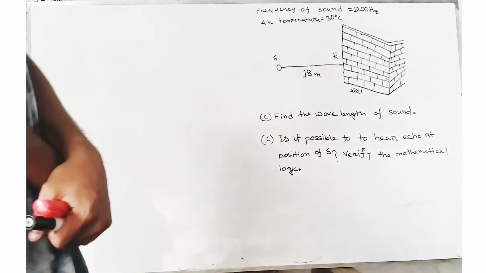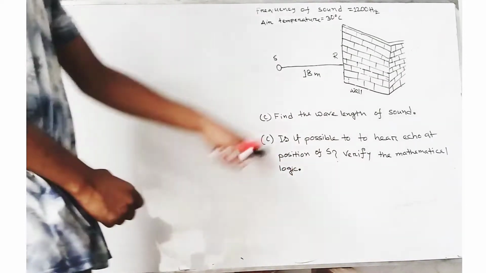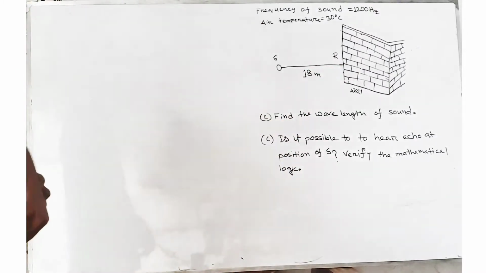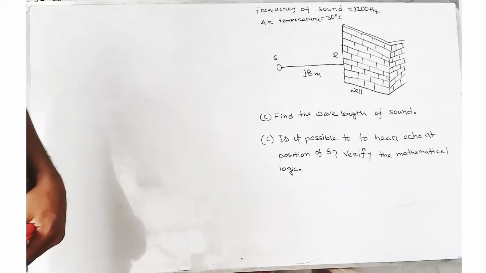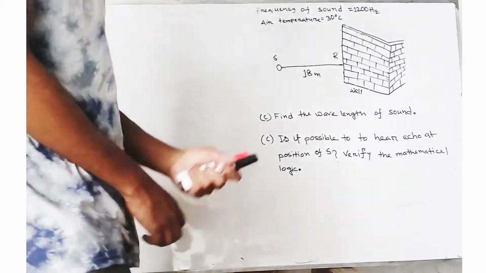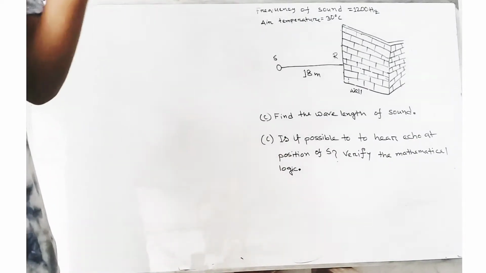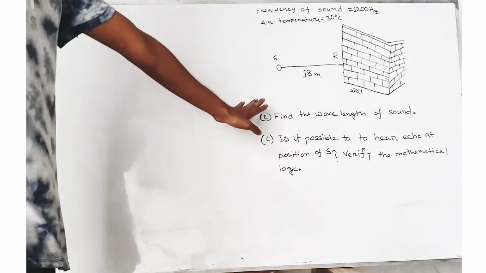Air temperature is 30 degrees Celsius, and the distance between the source and reflector, I mean S means source and R means reflector, is 18 meter. There is a wall, and now we have to find the wavelength of sound. The question is C. If you want to solve it, you need some formulas which are very necessary for solving this mathematical problem.